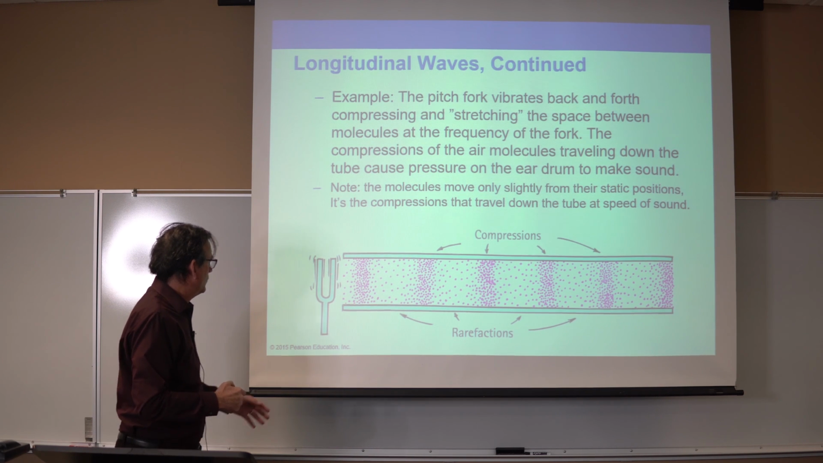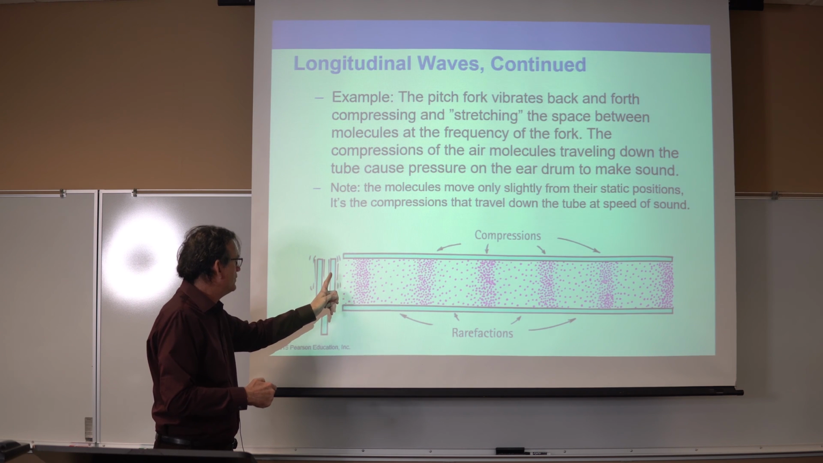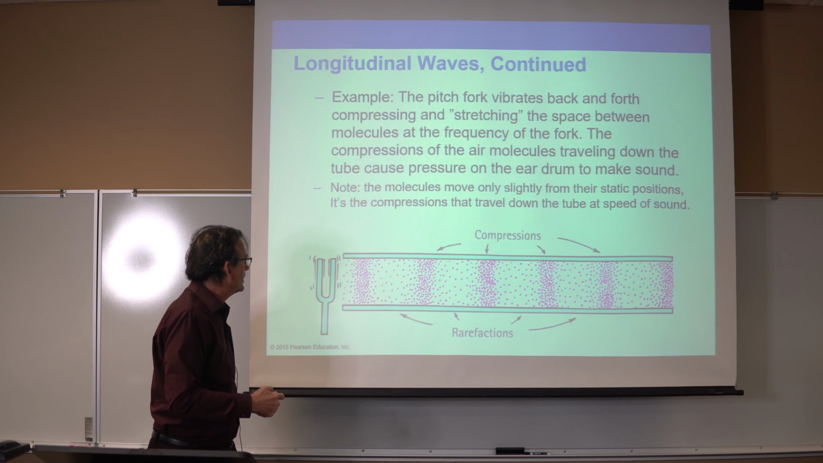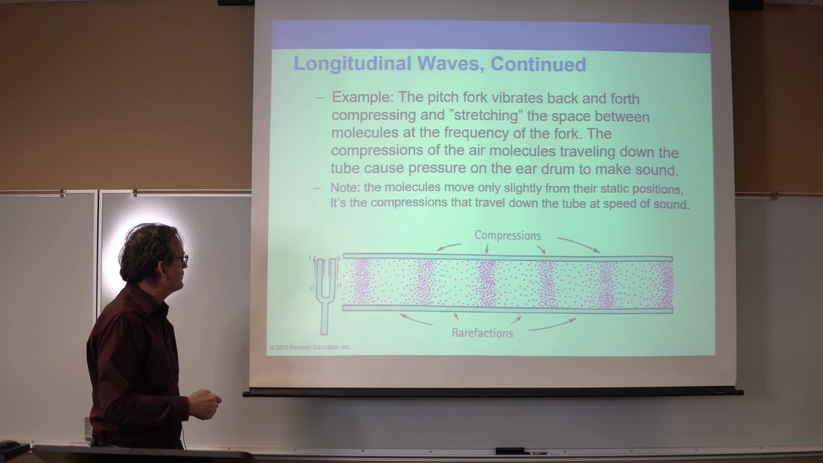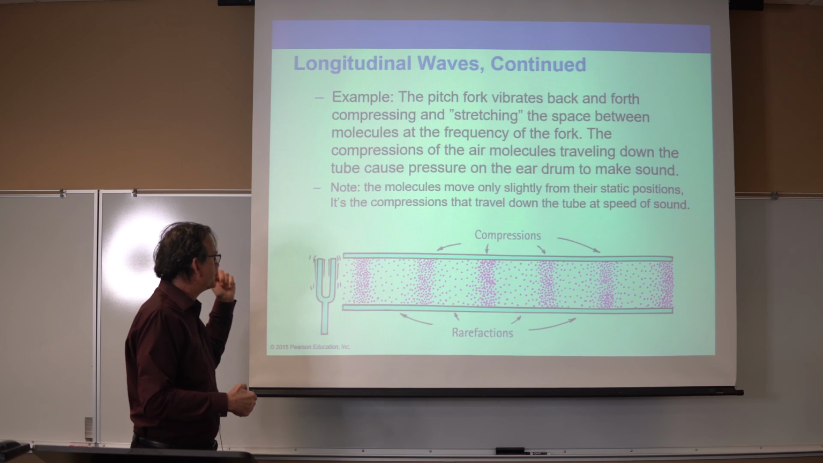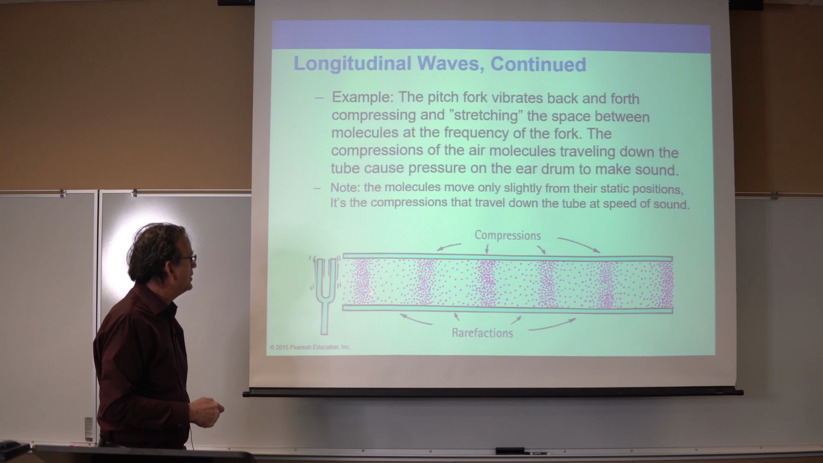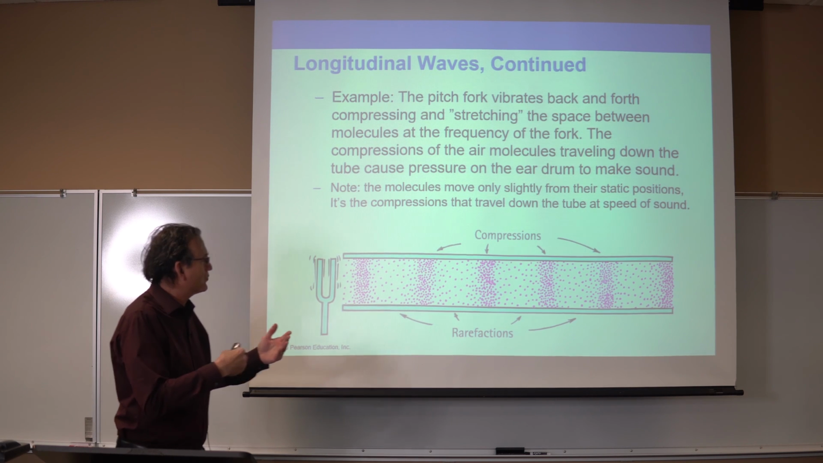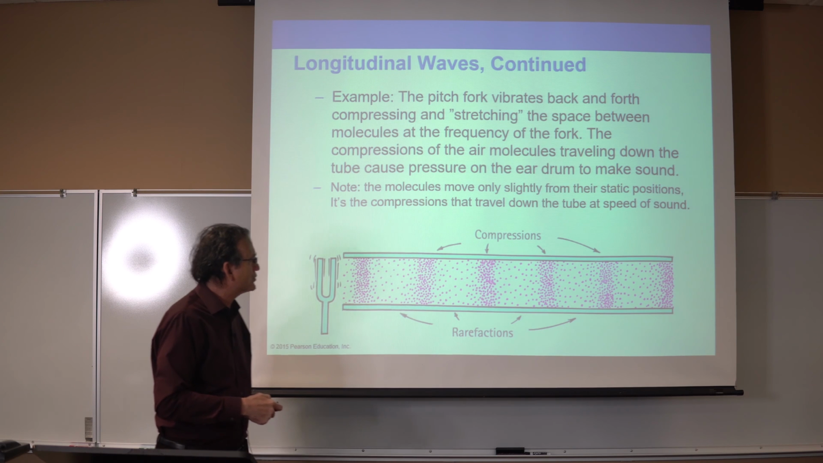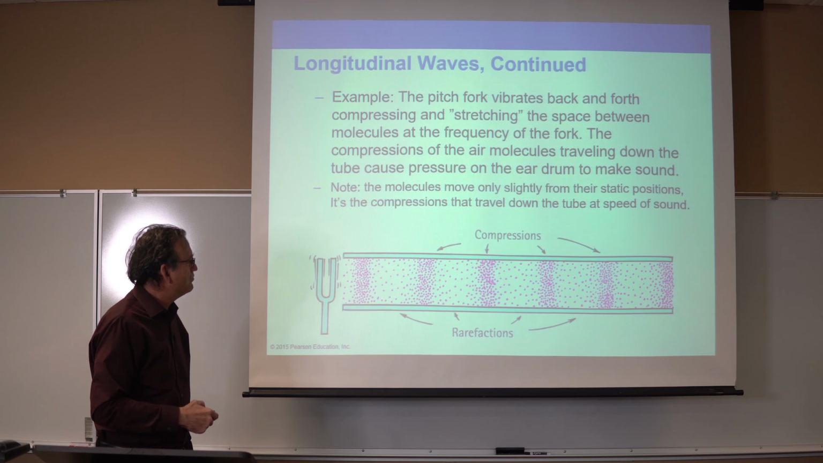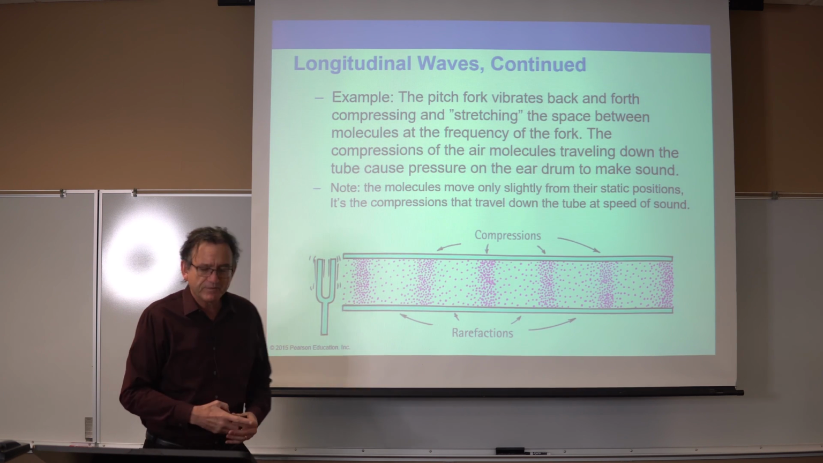Furthermore, when the oscillation of the tuning fork is in the opposite direction, away from the column of air, then it will create a rarefaction of the molecules, and then the next time it goes in the direction of the tube, it will create another compression. So we get compression, rarefaction, compression, rarefaction, compression, and this whole train of compressions is moving down the line, even though the molecules themselves move very little from their equilibrium position.